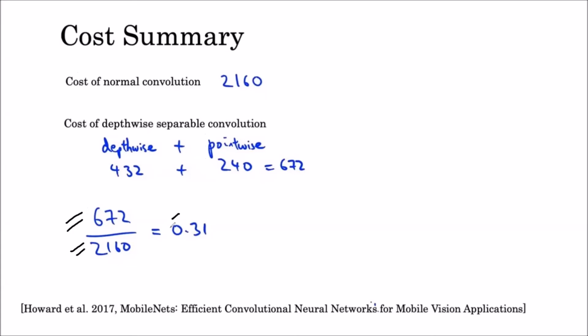The ratio is 0.31. It means compared to normal convolution, the depthwise separable convolution which we are using here gives a very low cost. So computationally, it is very efficient.